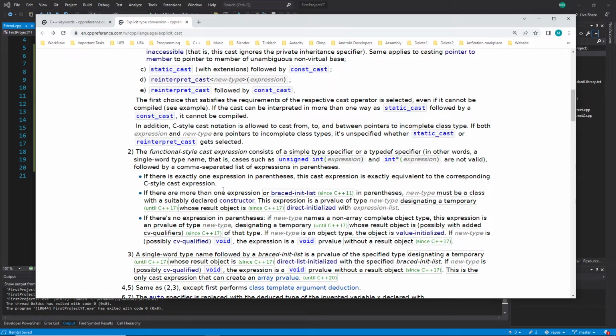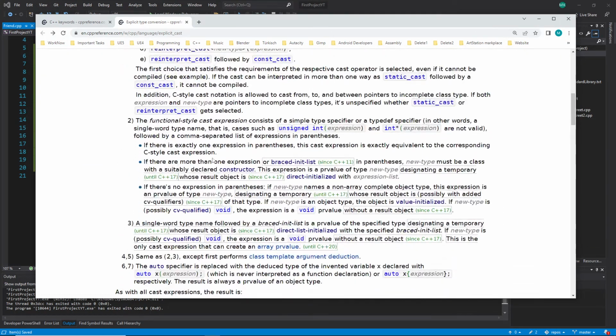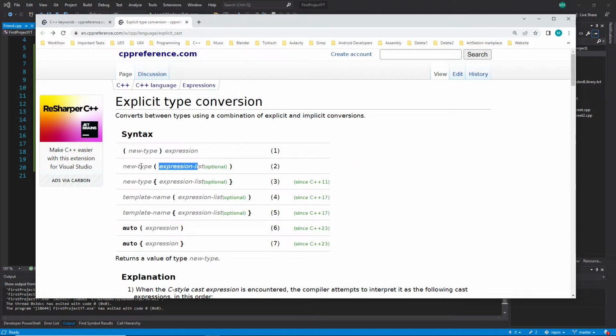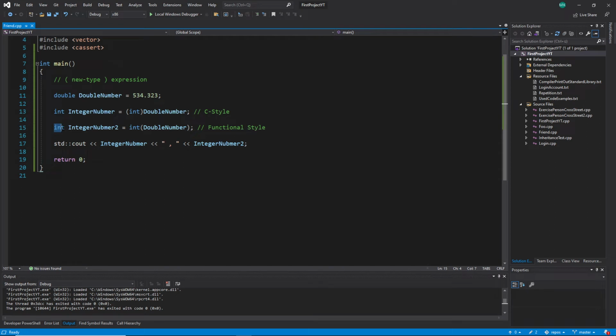But important is this second line here, which causes confusion for some programmers. It says, if there is exactly one expression in parentheses, this cast expression is exactly equivalent to the corresponding C-style expression. Which means if you have just one expression, one type like this one here, a single word type, okay, this is the condition when this one and this one are equivalent. Equivalent means they are treated the same.